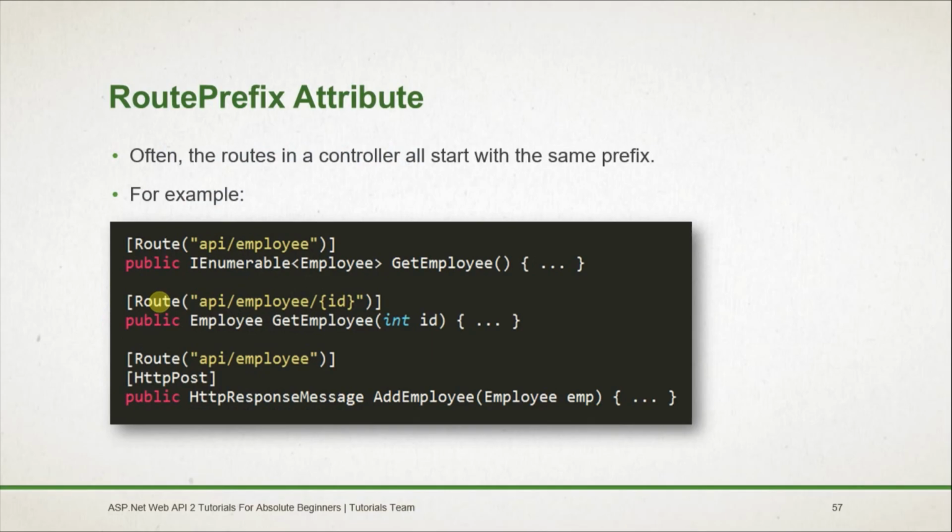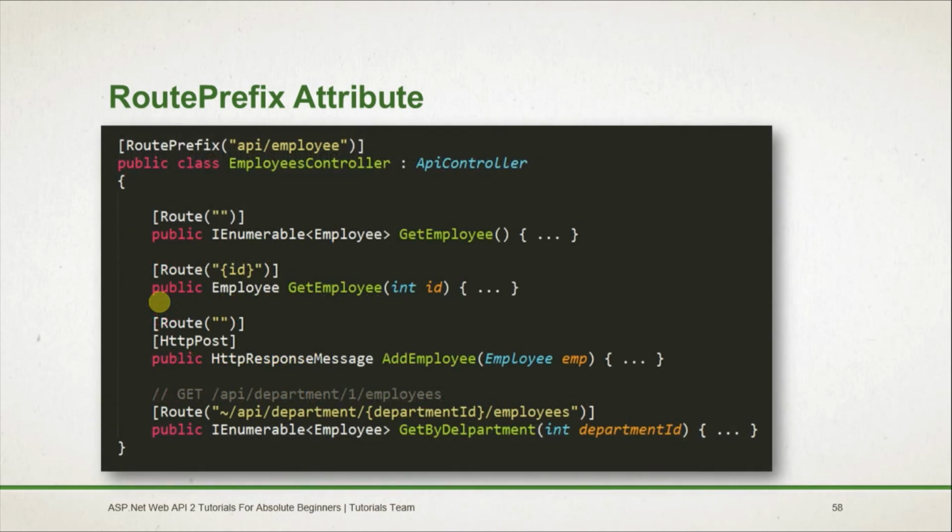Instead of writing the full path to the route, we can also use the RoutePrefix attribute, in which all the common part will be written at the controller level. The additional value will be written on the Route attribute. If you want to use some different value for a specific action, then we can also use the tilde sign, which means it will override the RoutePrefix value.